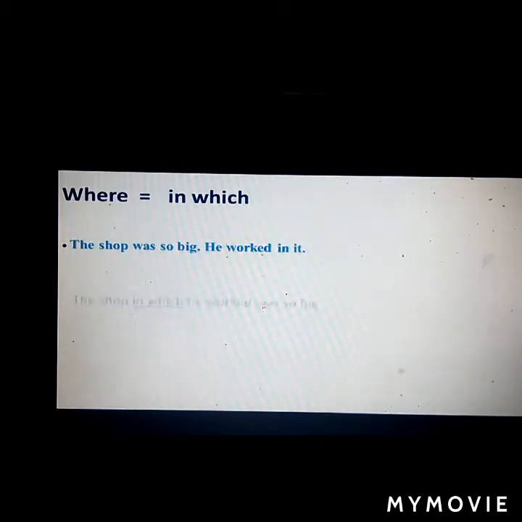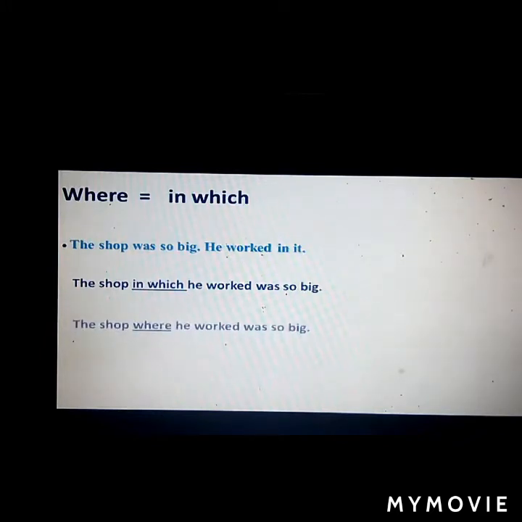Where equal in which. The shop was so big he worked in it. The shop in which he worked was so big. shop مكان استخدمنا معاه in which عشان هو بيشتغل جوه المكان. The shop where he worked was so big. يبقى in which هي equal where.